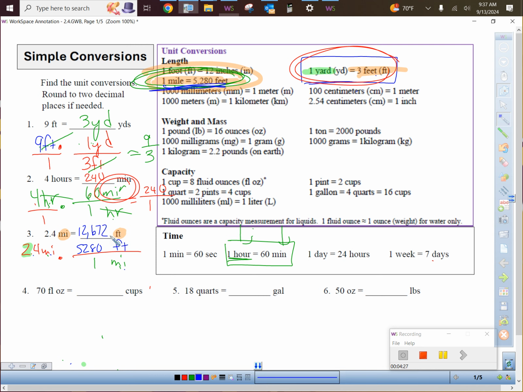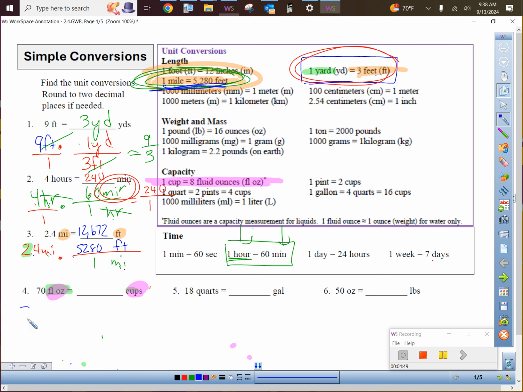Could you do this? Pause the video and see if you can find the conversion rate for fluid ounces. That's liquid, you know, there are ounces as a weight, and then there are fluid ounces into cups. Could you see if you can find how many fluid ounces are in a cup in the chart? So we found it right here in pink, and now let's set it up.